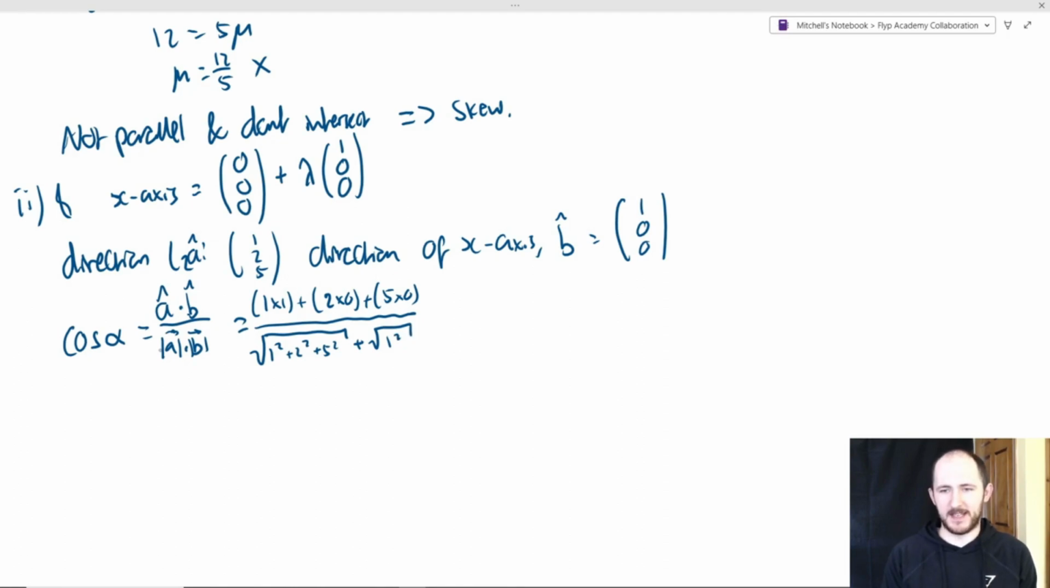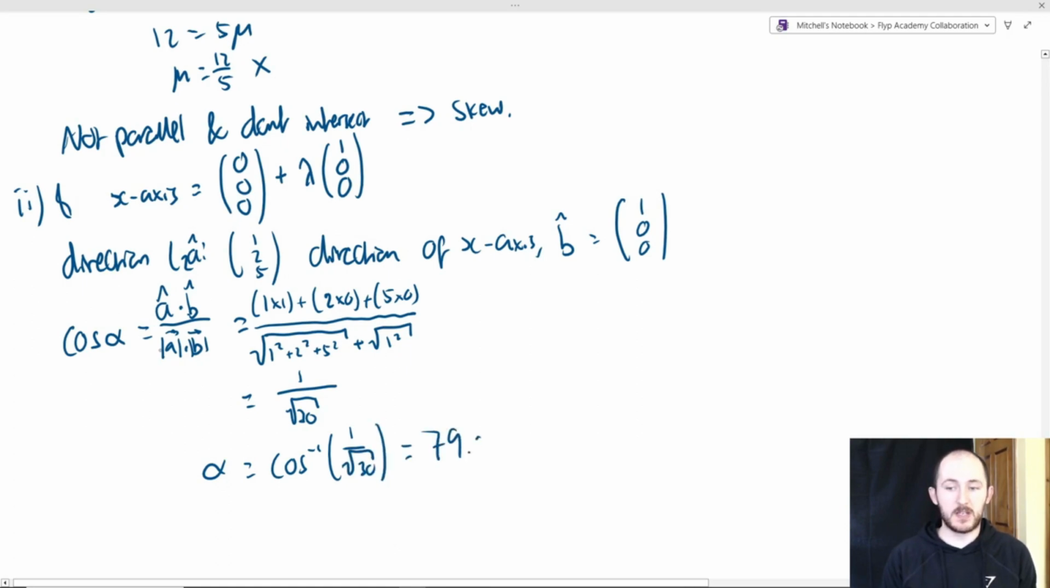And what we can do there is actually work out what it is. That's just going to be 1 over the square root of 1 plus 4 plus 25, which is 30. So 1 over square root 30. Cool. So then alpha is just going to be equal to the inverse cos of 1 over root 30, which you should find is 79.5, which is an acute angle, so we're already done.